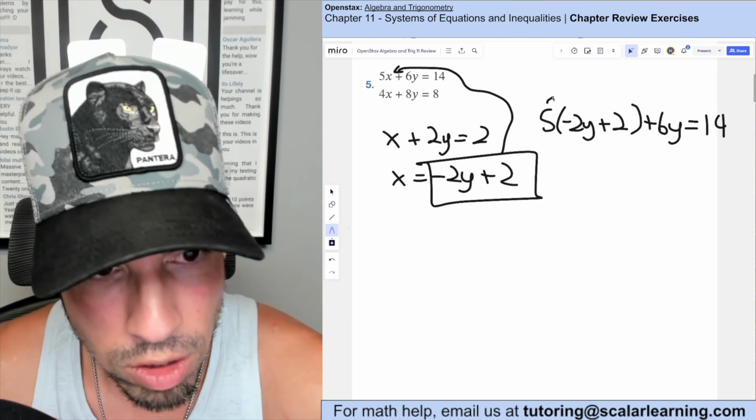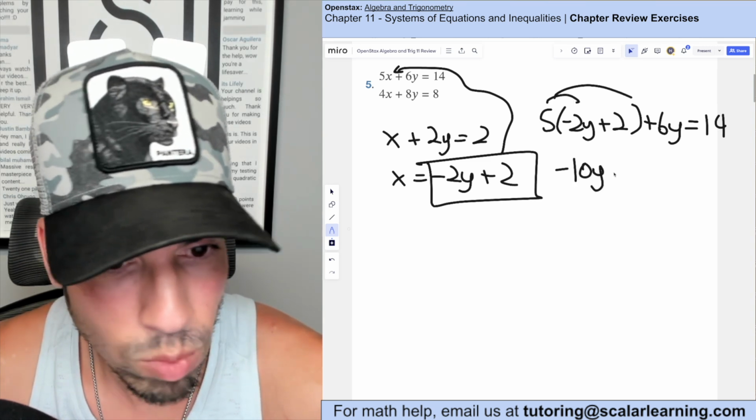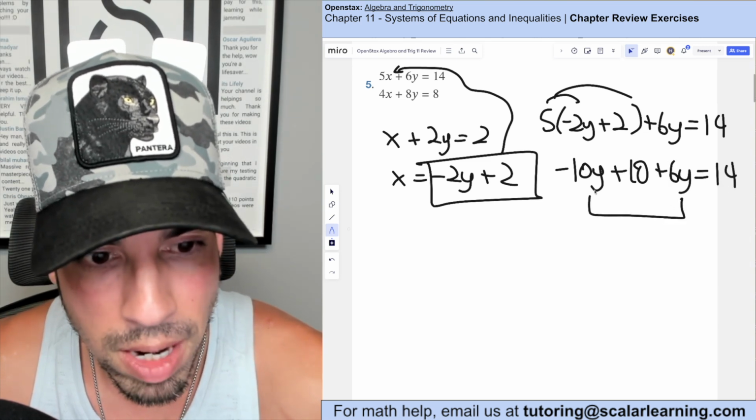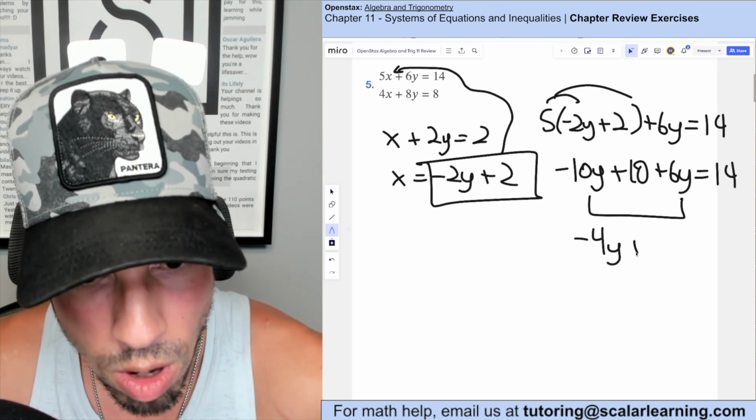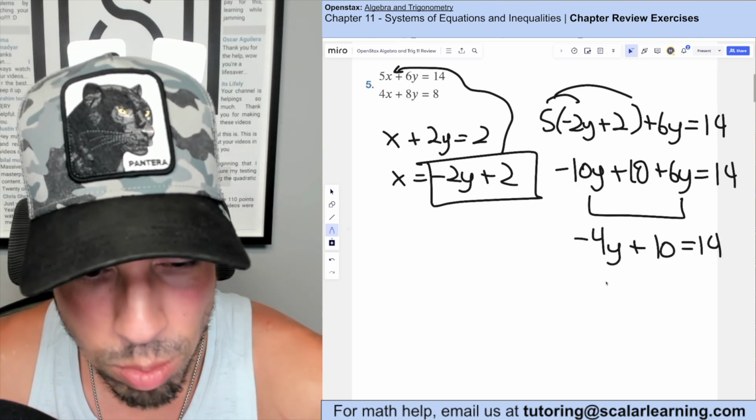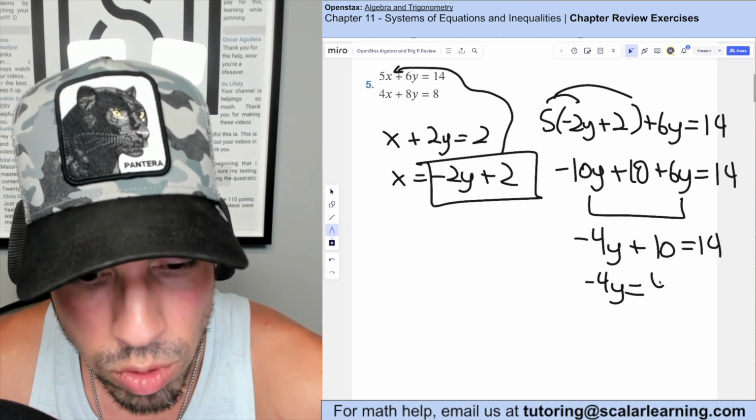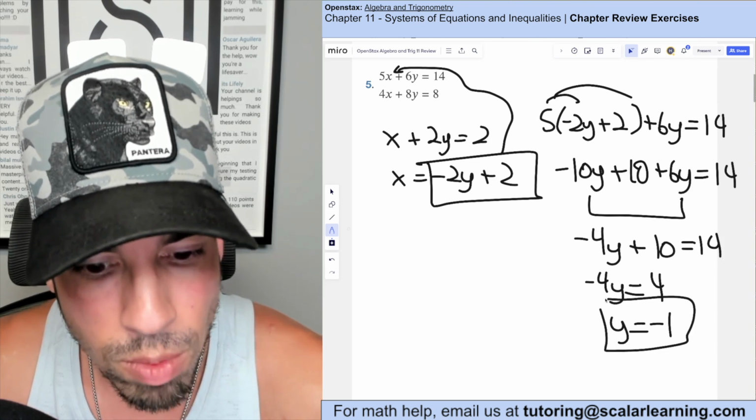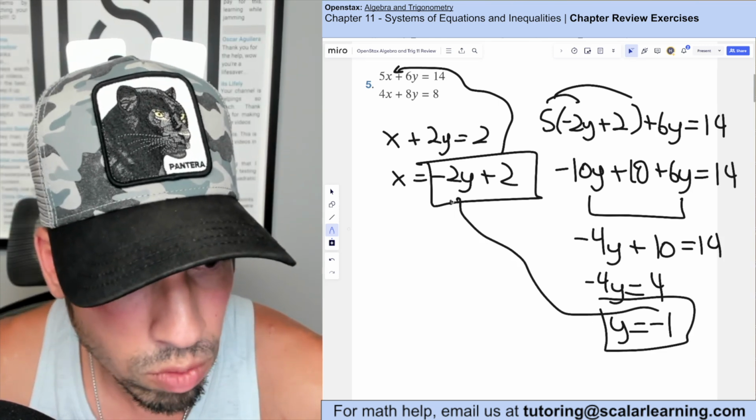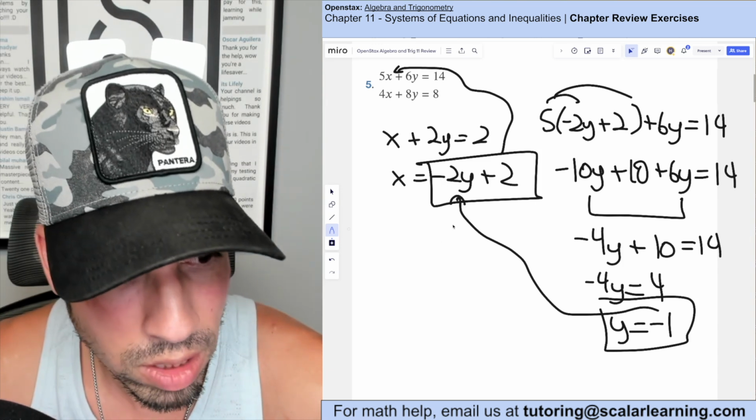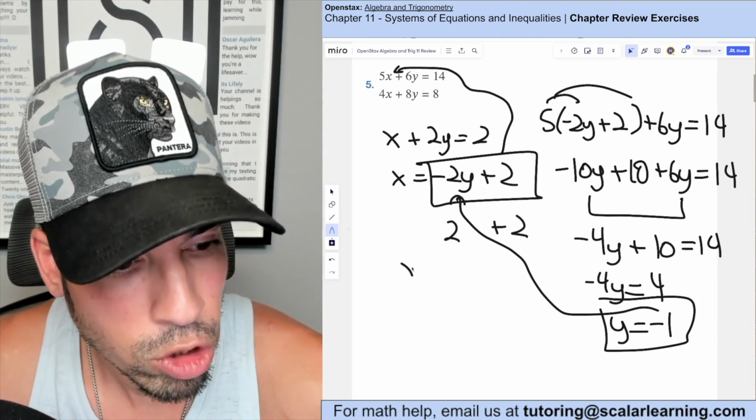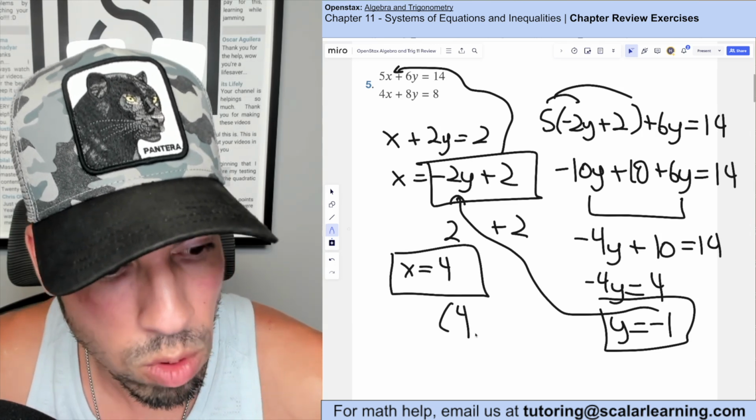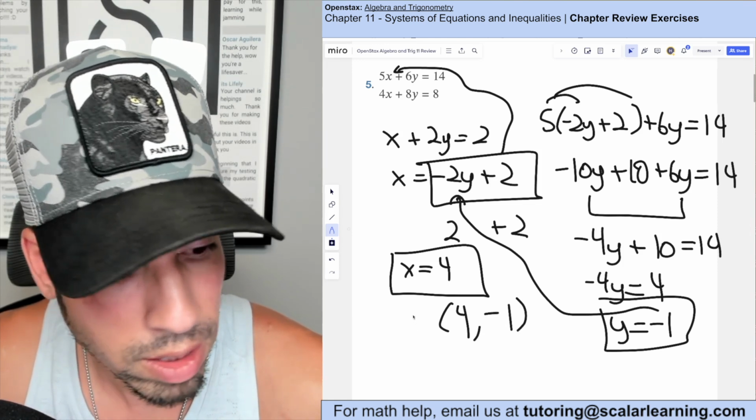So we're going to be solving for y here. Let's distribute. We get -10y plus 10 plus 6y equals 14. These guys combine. -10 plus 6 is -4y plus 10 equals 14. Subtract 10 from both sides. -4y equals 4. Last but not least, divide both sides by -4, and y equals -1. So now we have our value for y. Let's take this and plug it in over here. -2 times -1 is 2, plus 2, which means x equals 4. So there we have it in coordinate form. We have 4 for x, -1 for y. That's how you do it.